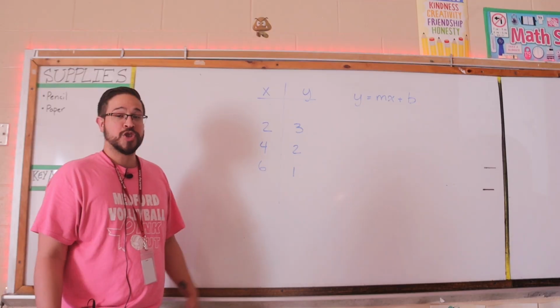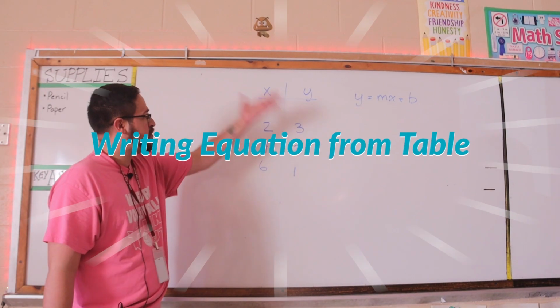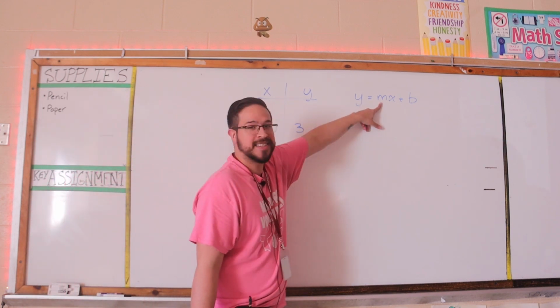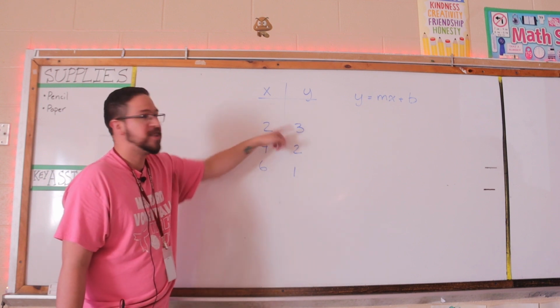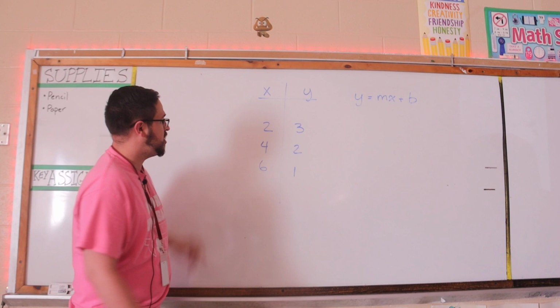Good luck, everyone. Trying to solve an equation, trying to write an equation. If you're trying to write an equation from a table, here's some quick, easy steps. Step 1, we know m is the slope. Slope is the change of y and the change of x. So how does it change? Well, let's take a look. X changes each time by 2.